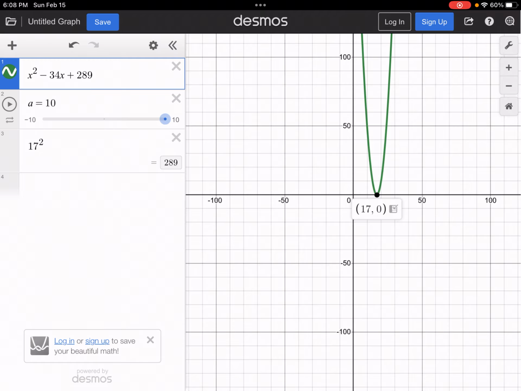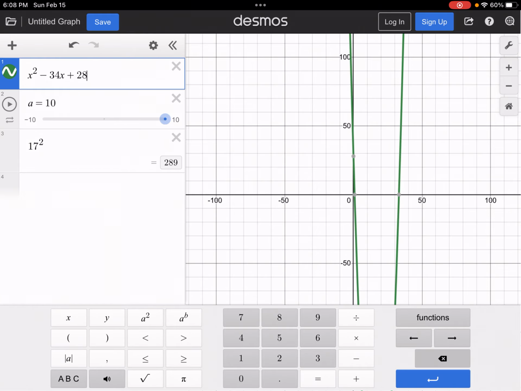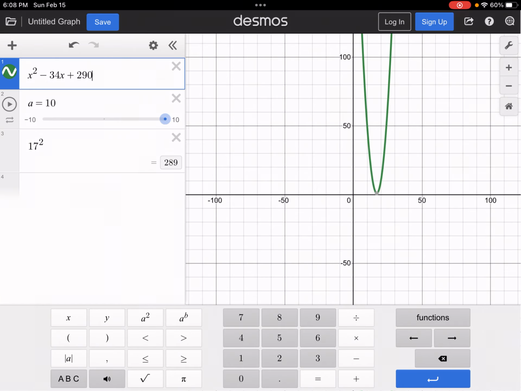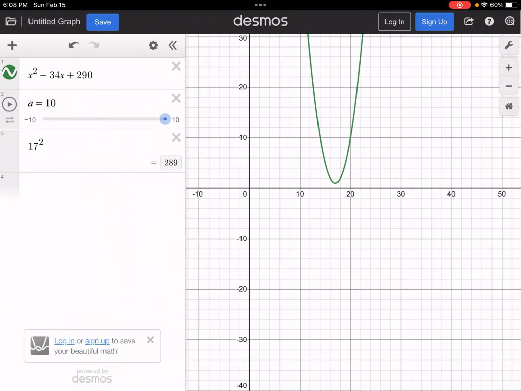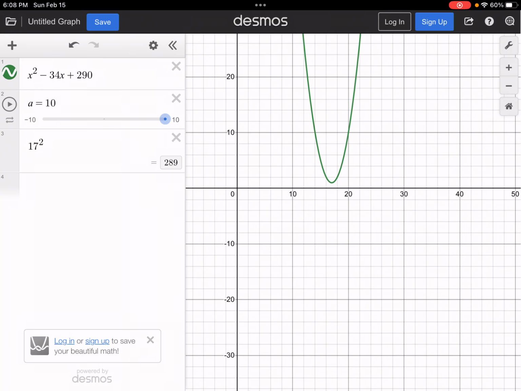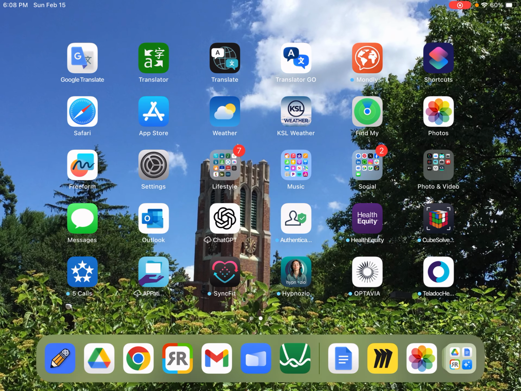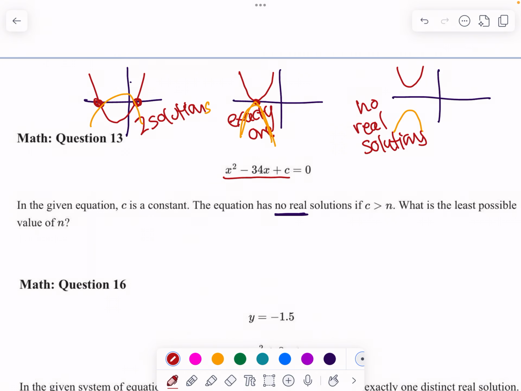So for sure, in order for it to float above the graph, it needs to be bigger than 289. Like if I just tried 290, if we zoom in there, you can see it's floating above the graph. So it'd have to be bigger than 289. So we did negative 34 divided by 2, and we got negative 17. And then negative 17 squared is 289.